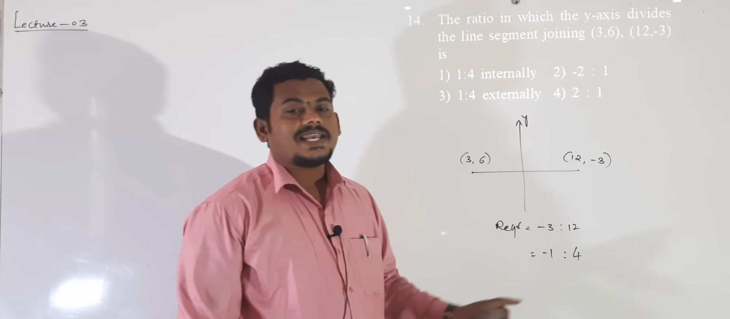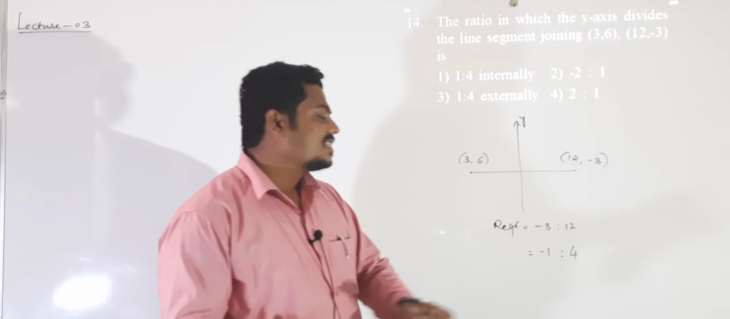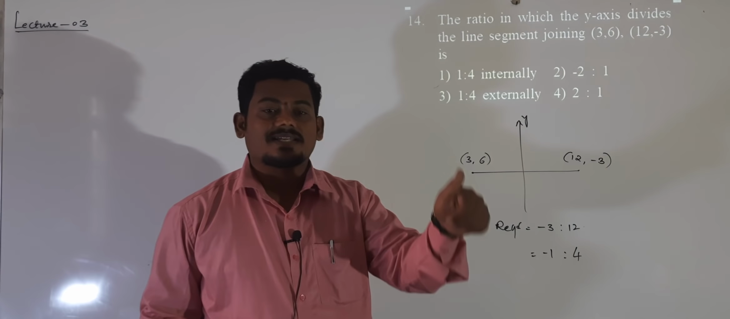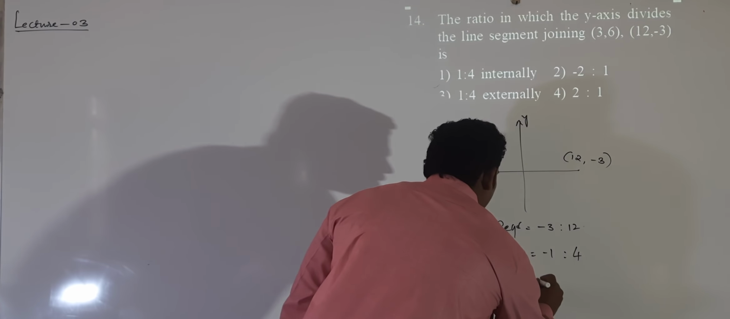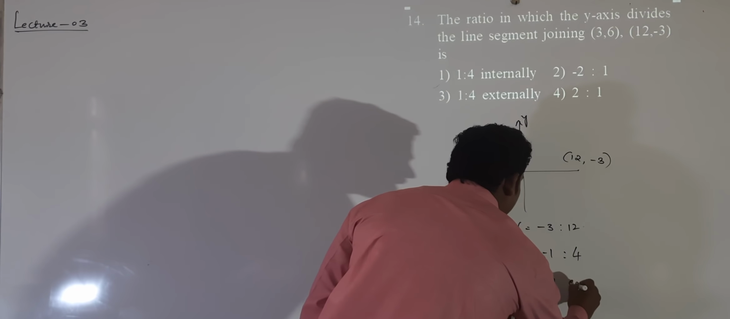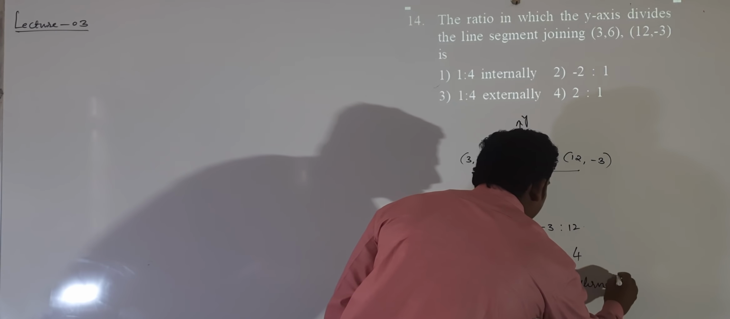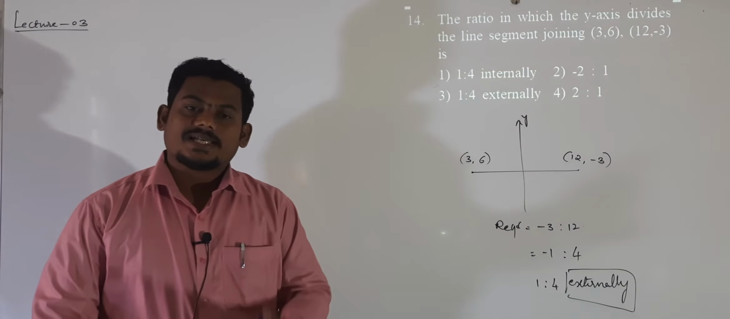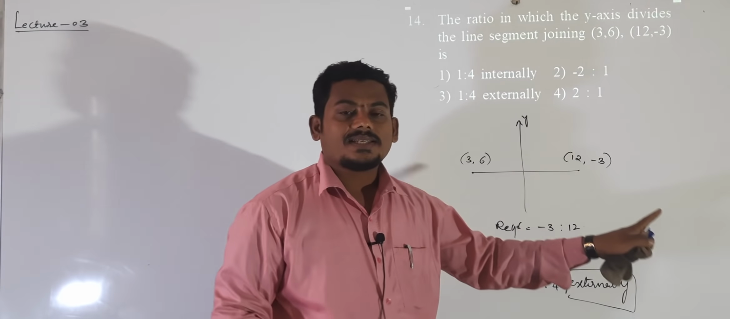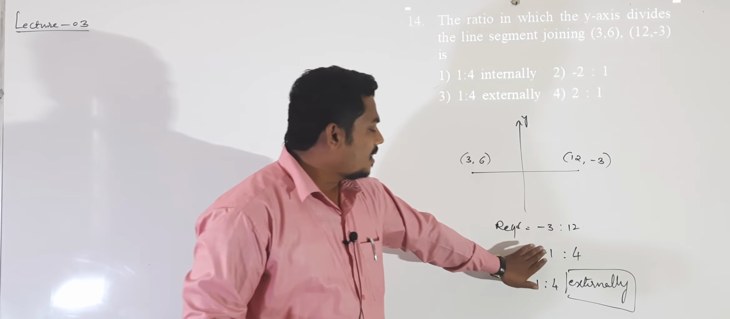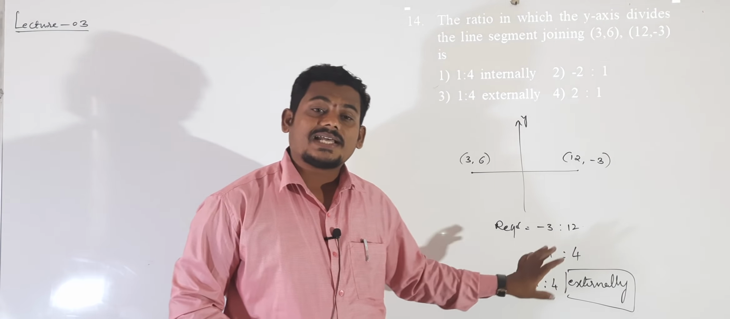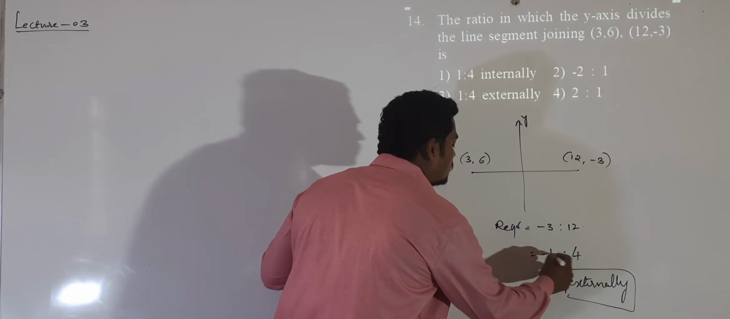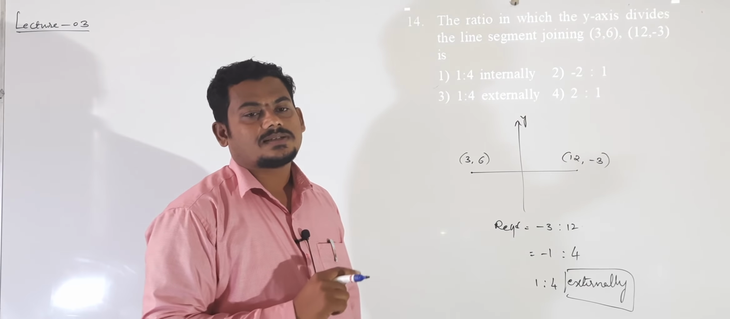Instead of this negative sign, you can use the word externally. If you mention the word externally, then remove this negative sign. Negative sign indicates external division. Or else we can write 1 is to 4 externally. If you use this word externally, then no need to write negative sign. In this case, negative sign indicates externally. If 1 is to 4 means internally, negative sign is not given means it is internally. Suppose there is a negative sign, then external division.